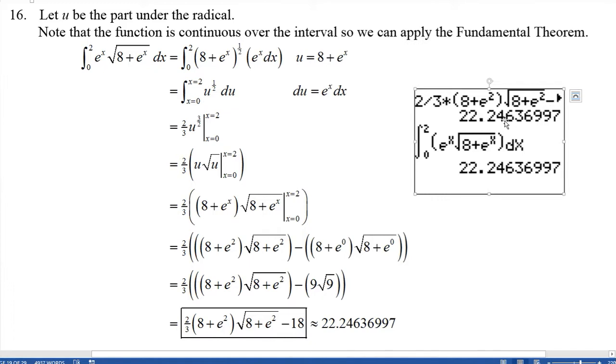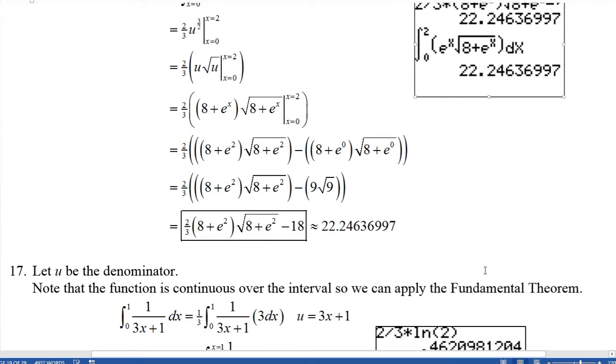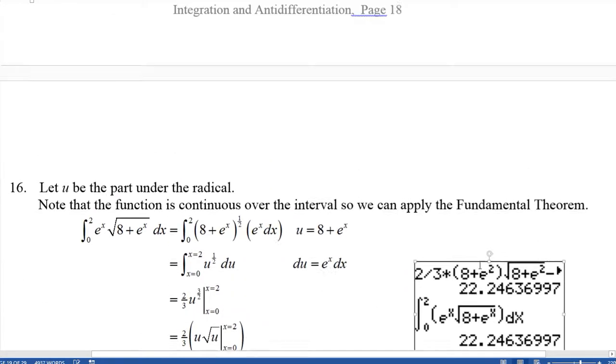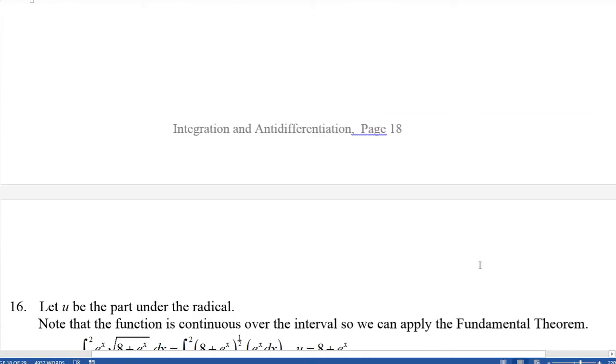You get 22.24636997. How would you check that? Well, basically just enter in the original thing just like it looks. And that comes up with the same number, so we know that we did it correctly. Okay, let's do one more example.